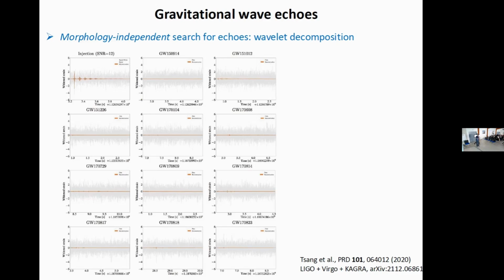Let me say straight away, the top left box is a simulation. You do see echoes there. This was to check that our analysis method worked. But unfortunately, so far for all these other real gravitational wave events, it's flat lines.